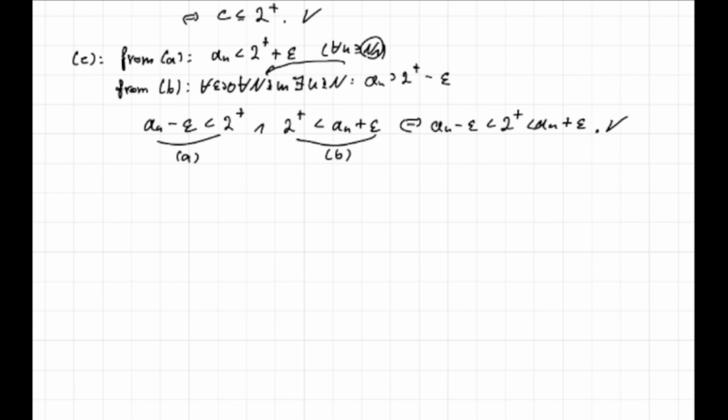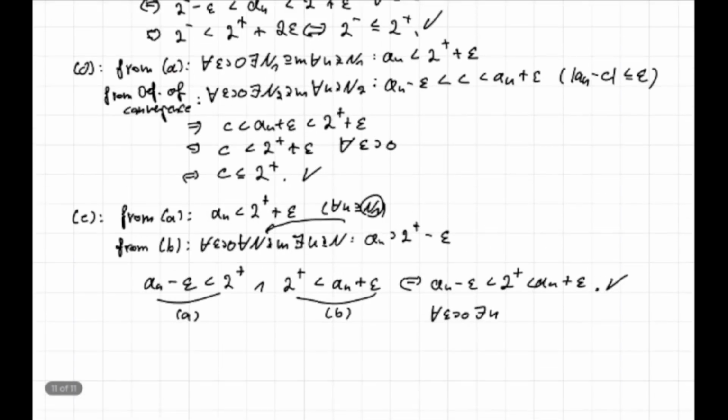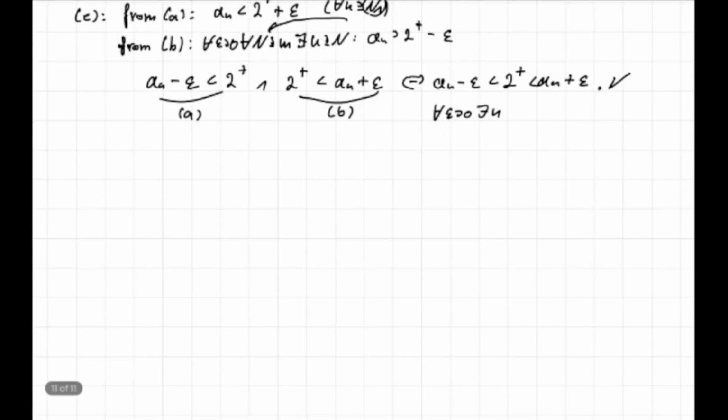And yes, be careful with the quantifiers. We only know that this holds for every epsilon greater than 0. There exists this n, but it's not for all n greater than any index. If that would be the case, this sequence would be converging to L plus, but that's not the case. L plus is only a limit point. Okay, that was part E.